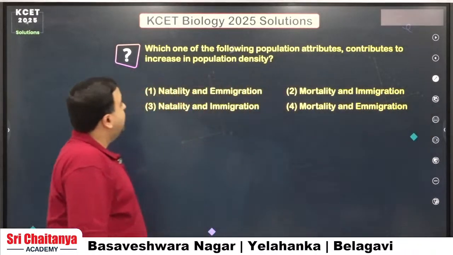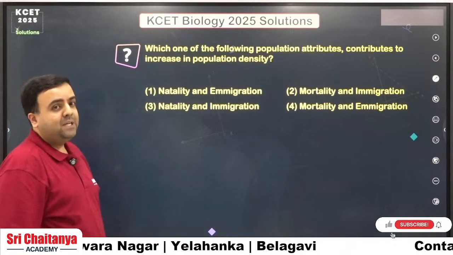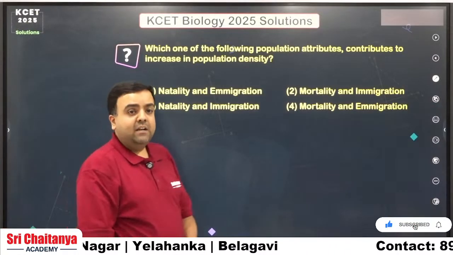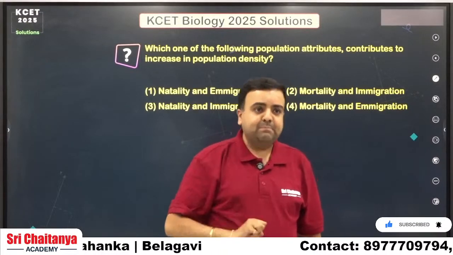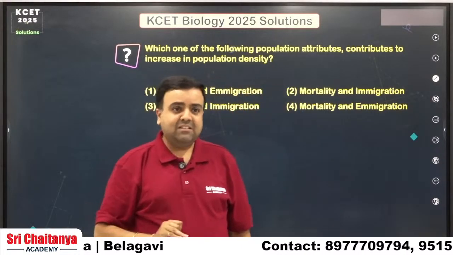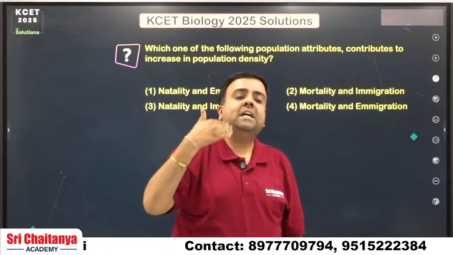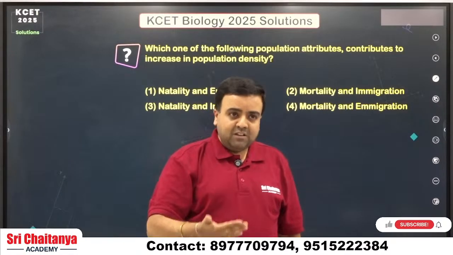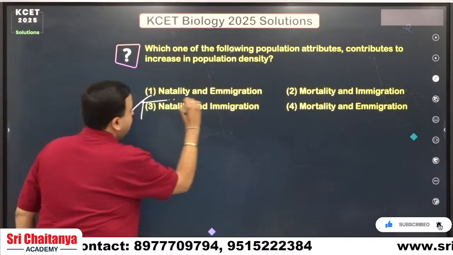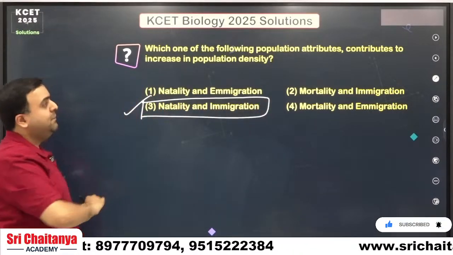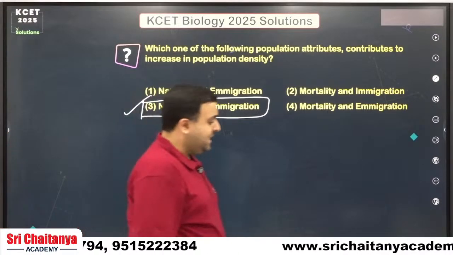Next, which one of the following population attributes contributes to the increase in population density? We are aware of 4 population attributes. Natality is birth, mortality is death, immigration is coming into a place, emigration is moving out of the place. So, based on these concepts, it is evident that natality and immigration are those 2 attributes that are going to contribute to increase in population density.